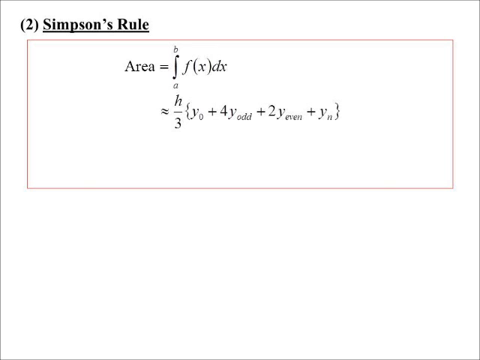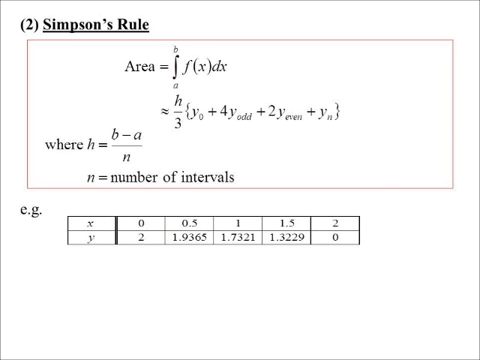Now when I say odd and even, I don't mean the number. Remember I called the first one y0? So the next one would be y1. That's what I'm calling an odd one. The next one will be y2. That's what I'm calling an even one, and so on. And basically it alternates. B minus a on n is still the same there.